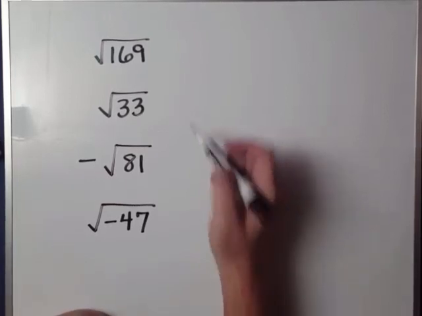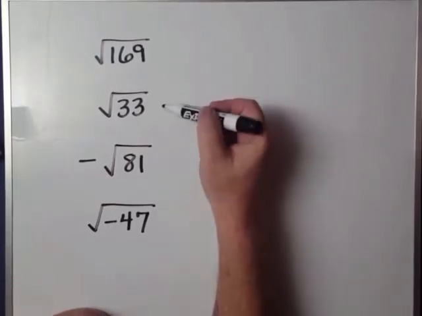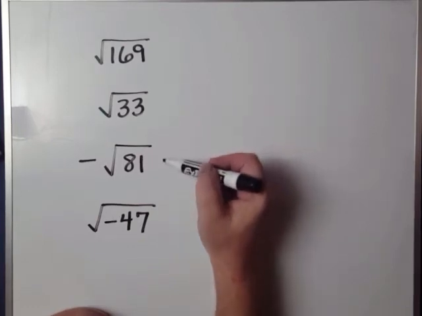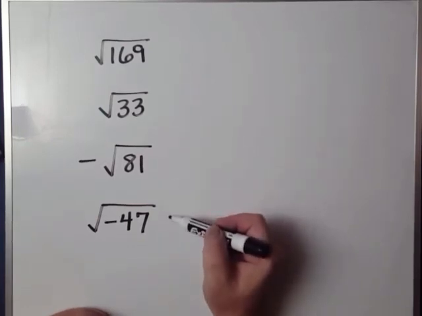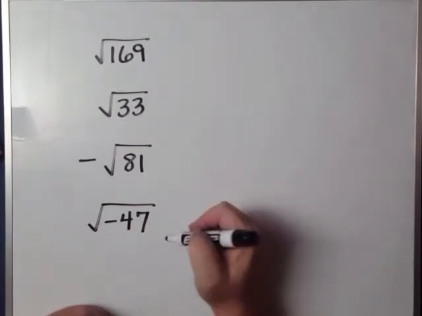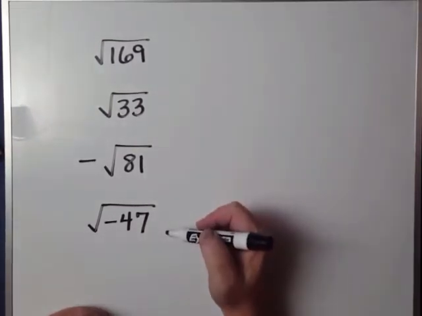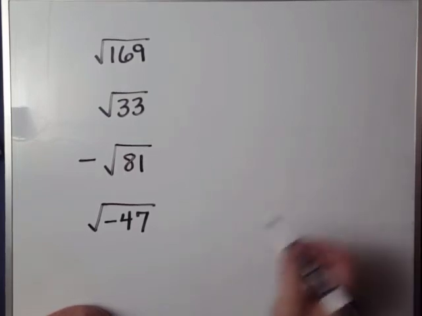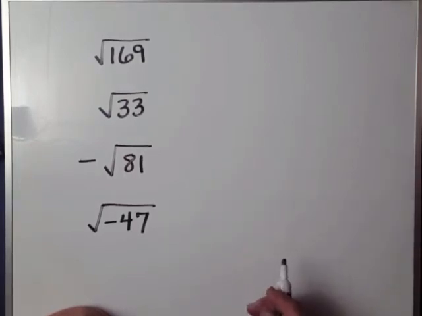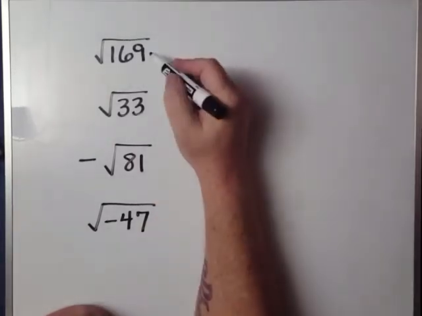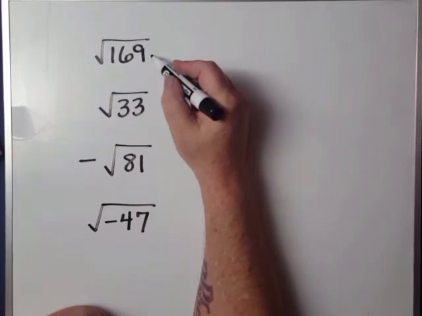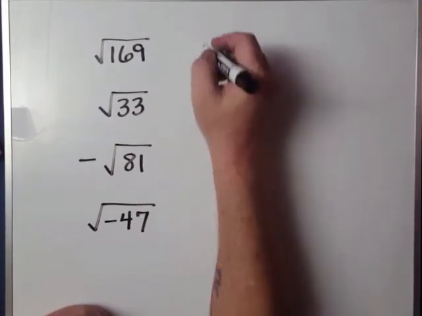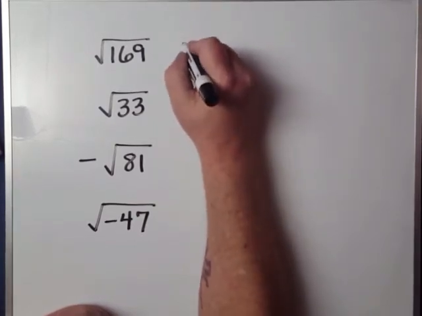So I've grabbed number 48, number 50, number 52, and number 56. Let's determine whether each of these is rational, irrational, or not real, and then give an appropriate answer depending on what we determine. Square root of 169. Is 169 a perfect square? Yes, it is. So we know that our answer here will be rational.